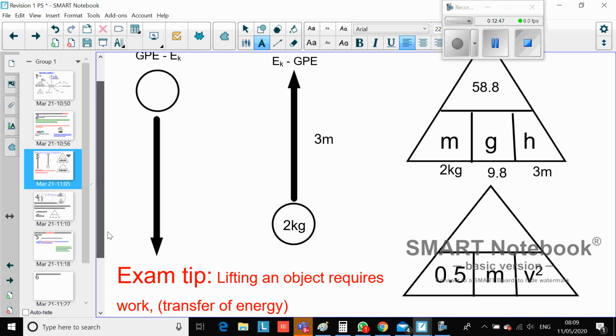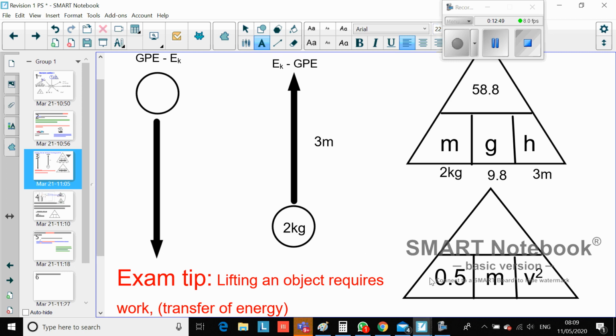Now, let's just see what we know down here. Half mv squared gives us the kinetic energy. Now, we know that energy can't be created or destroyed. So whatever that is, it must be the same as the kinetic energy. So we just move that down there. Half is half, so that's fine. And the mass we already know is 2 kilograms, because it's the mass of our ball. So now we've got everything we need.